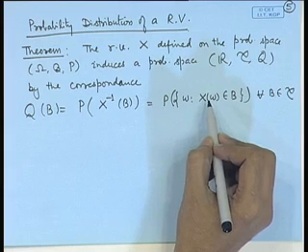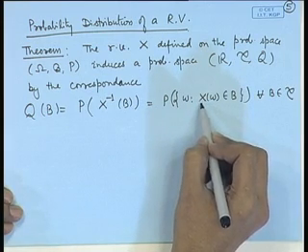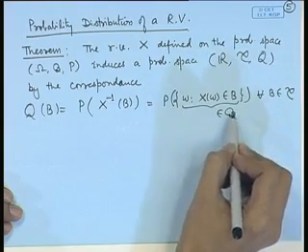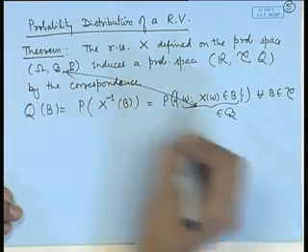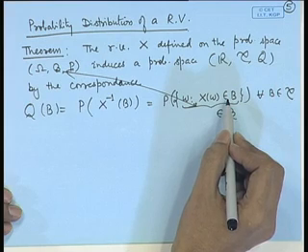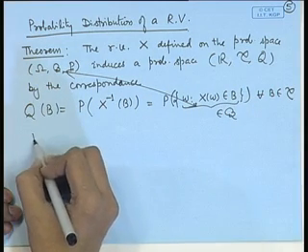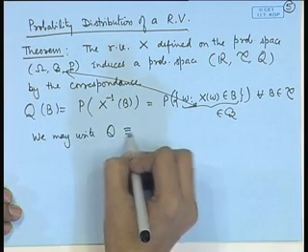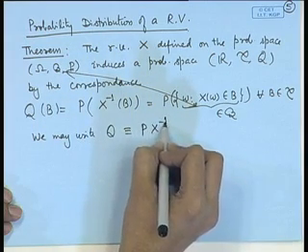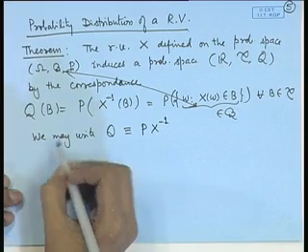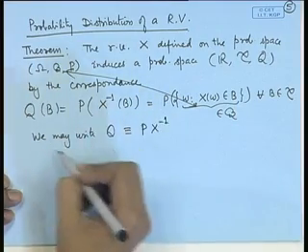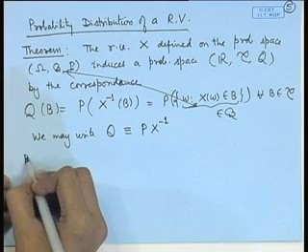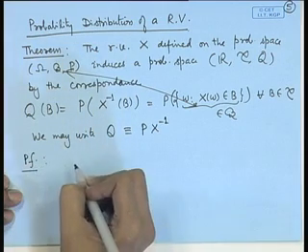Since X is a measurable function, this set belongs to script B here, and therefore this probability is well defined. We may write Q as P X⁻¹. Now immediately one should be interested to check whether it is a valid probability function or not, that means whether it satisfies the three axioms of probability. We claim that this is true.